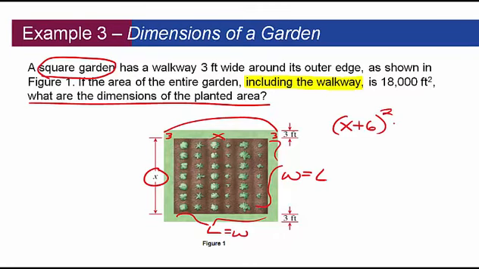So we're going to square that, and that has to equal 18,000. So you can FOIL this out, or if you remember your formulas, you know this is x squared plus 12x plus 36 equals 18,000. And now you have to solve that.